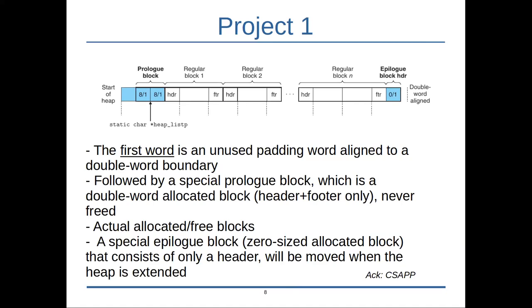But the other reason you can see is that the footer with the epilogue block together kind of gives you double word aligned memory, right? So whenever they expand the heap, they probably want to expand it by double word sized memory. So they don't want to waste an extra word after this. But again, as I said, you can even exclude the prolog block. So you can just have a fake footer in front and a fake header at the end, right?